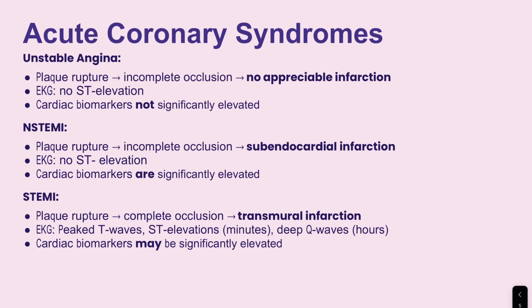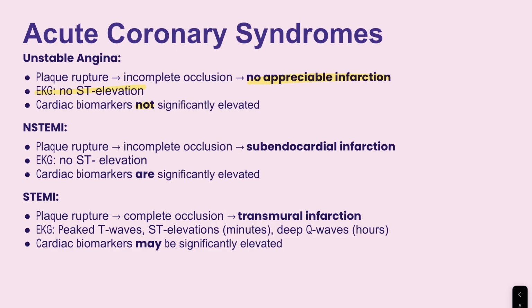All right, let's talk some definitions. We have unstable angina, STEMI, and NSTEMI. So unstable angina, these all start with the same thing. You have some sort of rupture of a plaque. You build up and then you have rupture. Now with unstable angina, you're going to have incomplete occlusion. So you're not going to have an appreciable infarction. Therefore, on EKG, we're not really expecting to see anything, and the cardiac biomarkers are not going to be significantly elevated.